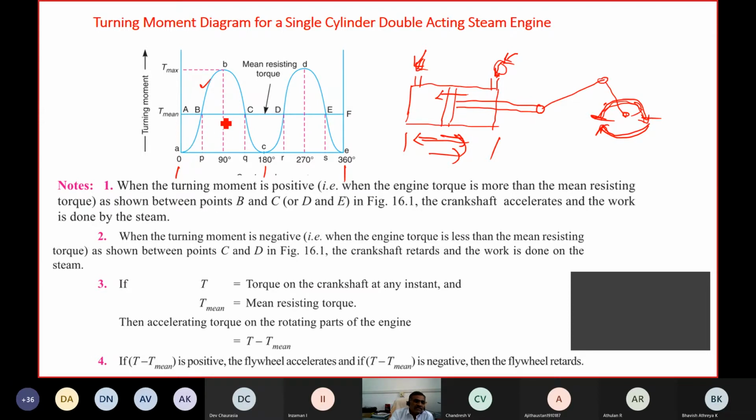If you want to find the work done, the area under this curve is the work done. Here we have T, here we have theta. So T into theta will give the work done. If you want to find work done during one cycle, that is work done per cycle, for one cycle, what is the amount of power produced? You find the area under this curve. So this will be the work done.